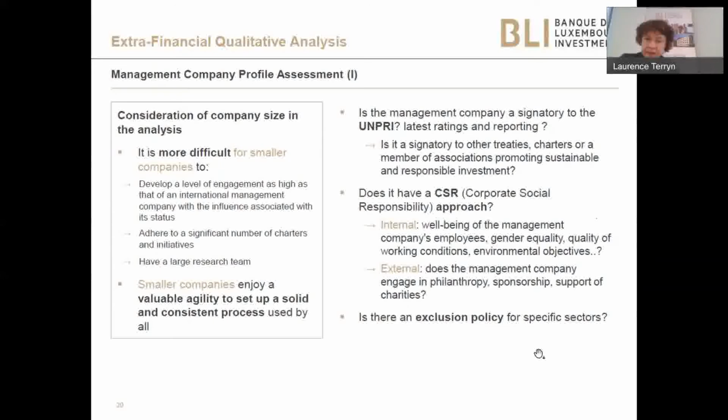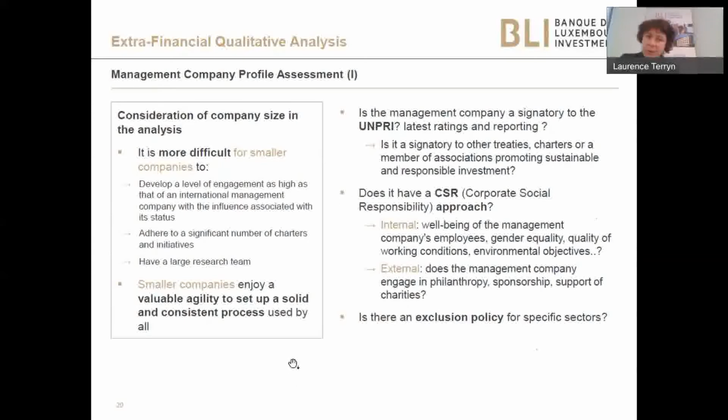On the external side, is there some philanthropy, support of charities, sharing a part of the revenue on that area or not? And third, as again, globally at the management company level, is there a global exclusion policy for specific sector or activity? Be now aware of the left part.